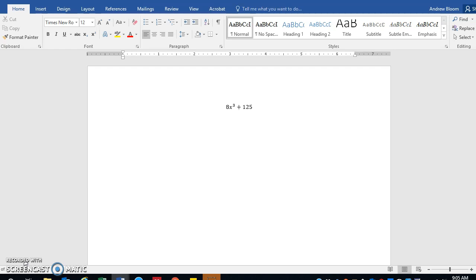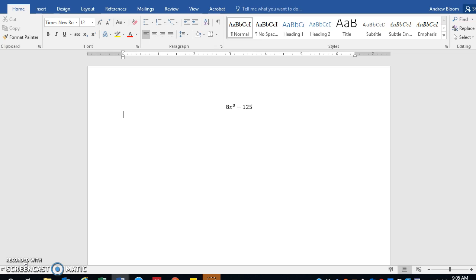You also need to have the ability to determine whether a polynomial is prime, which means that it cannot be factored. So every time you look at a polynomial, you want to have a consistent routine that you go through to make sure that you take steps to help you to factor it.